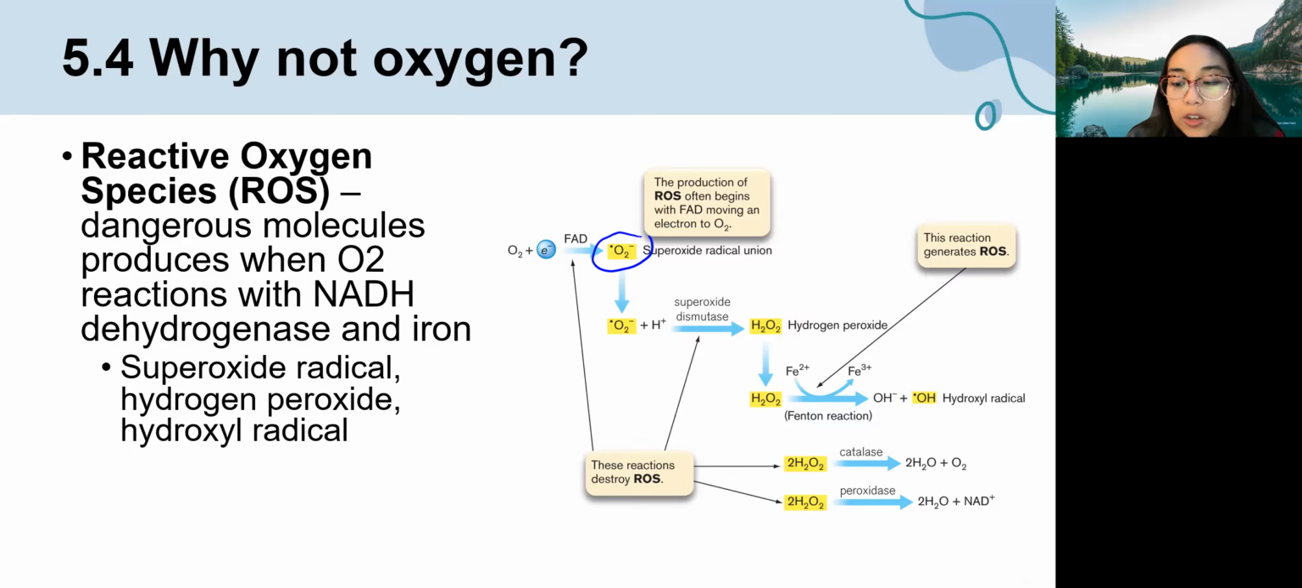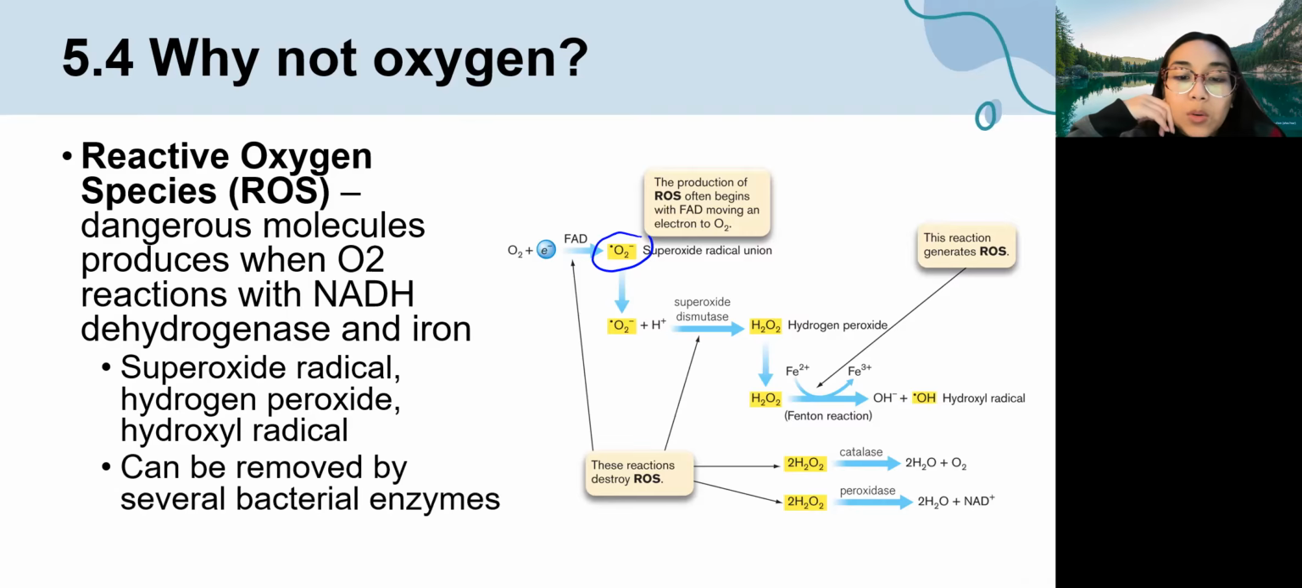So what some bacteria can do is produce enzymes to get rid of them. So for example, superoxide dismutase gets rid of the superoxide radical, and then it converts it into hydrogen peroxide. Now this hydrogen peroxide is also really bad, so it has to get removed. And so one way that it can be removed is through catalase or peroxidase. So a bunch of enzymes that can get rid of it.